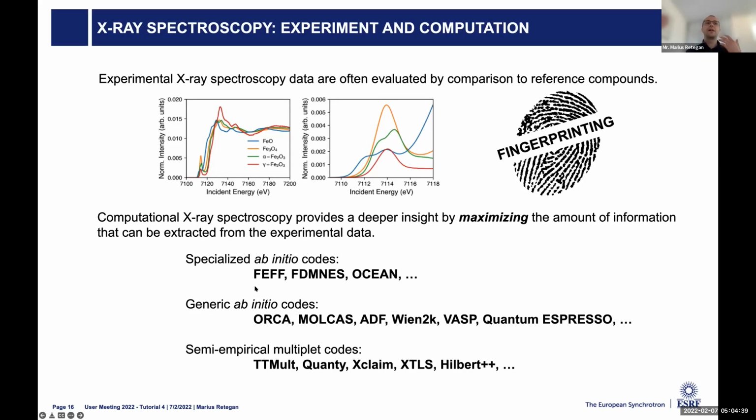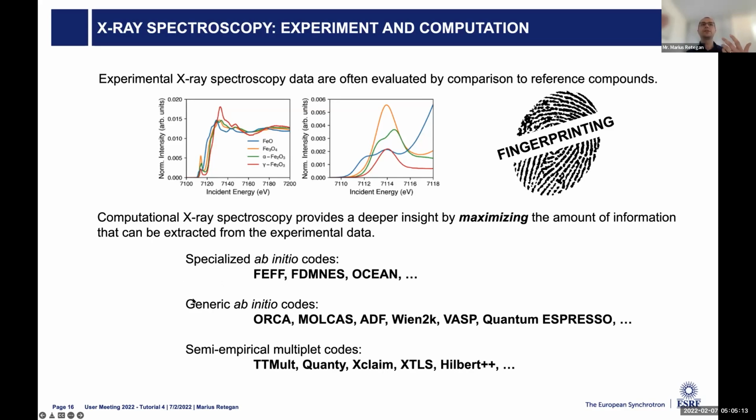And then you have what are called semi-empirical multiplet codes. Now, the particularity of these codes, that also, again, some of you might know, for example, CTM for XAS. I mean, it's a small audience, so maybe it doesn't speak to everybody. But these are programs that are developed to be relatively fast compared to the previous two, with the caveat that you have to input some parameters.